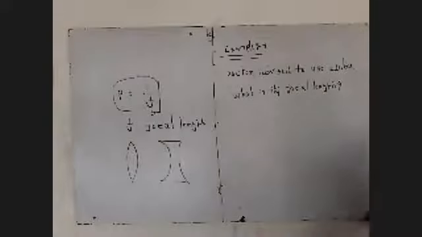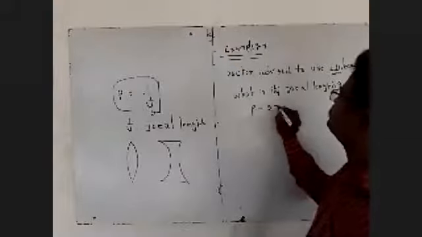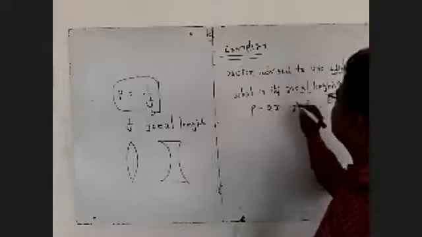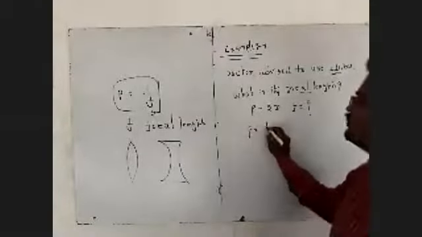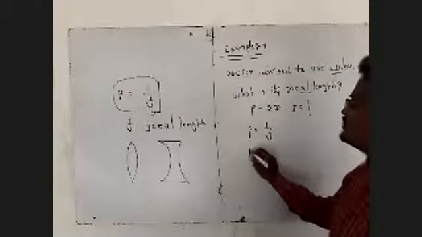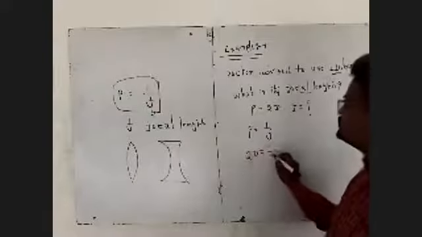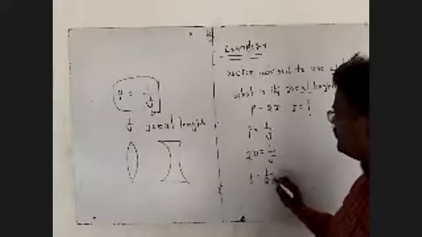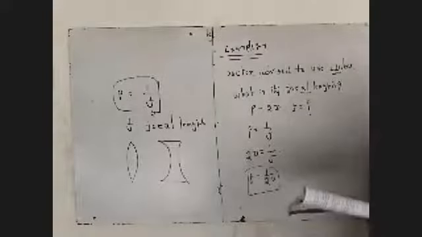Power of lens. P is given as 2D. Next, what do we have to find out? The focal length. What formula do we have? P is equal to 1 by F. So P is equal to 2D, so F is equal to 1 by 2D. This is your focal length answer.